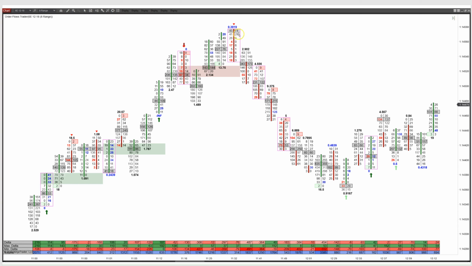Right here, I don't have point of control, POC, turned on in this chart. That's why it's not colored red. But I just want to show you what it's going to look like on a normal chart. If you're using just a normal chart, point of control right at the top. Point of control 1 tick off the bottom. Point of control 1 tick off the top.